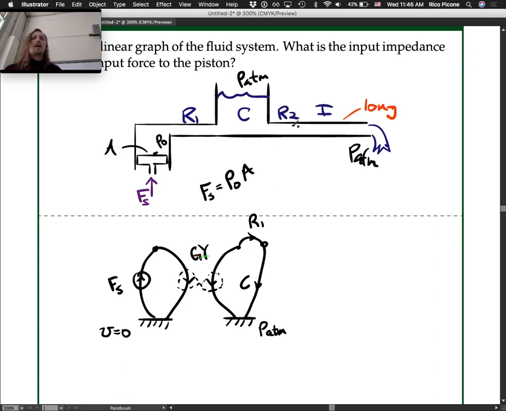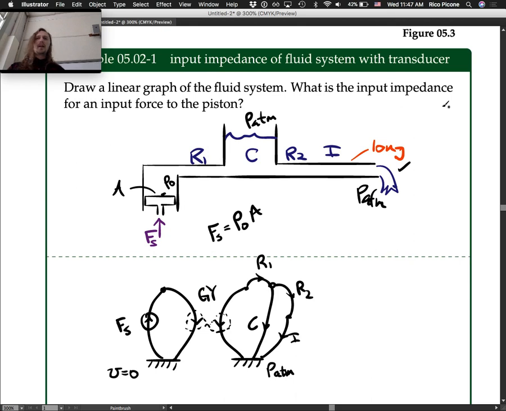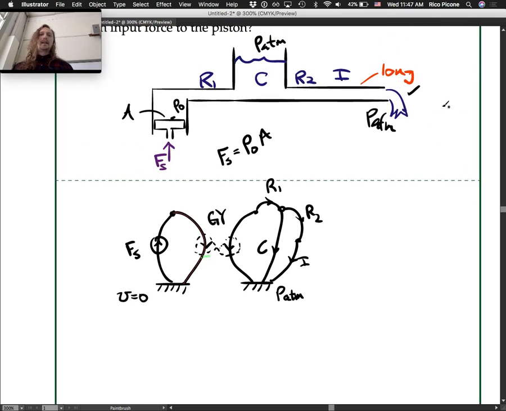And then it's going to go through R2 and I. As I say, this is a long pipe, so it's got to have an inertance and a resistance. We want the same flow rate through both of them, so they should be in series. That also goes out to atmospheric pressure, so it should go to ground. So there's our linear graph. We want to know the input impedance of the whole system for this force source. So we have to find the equivalent impedance of all of this stuff over here and then reflect it through the gyrator.